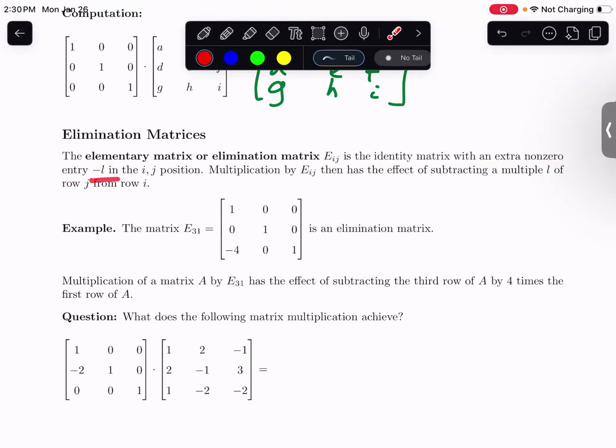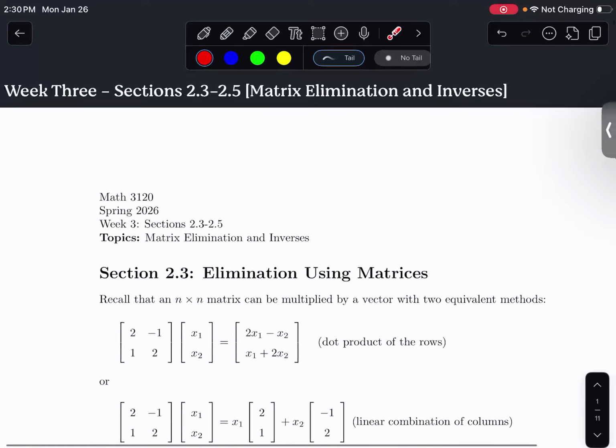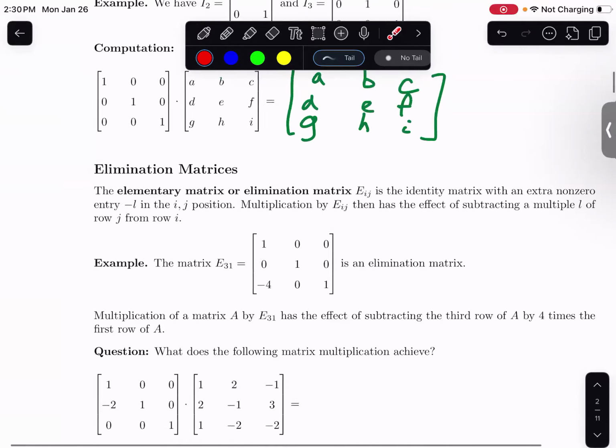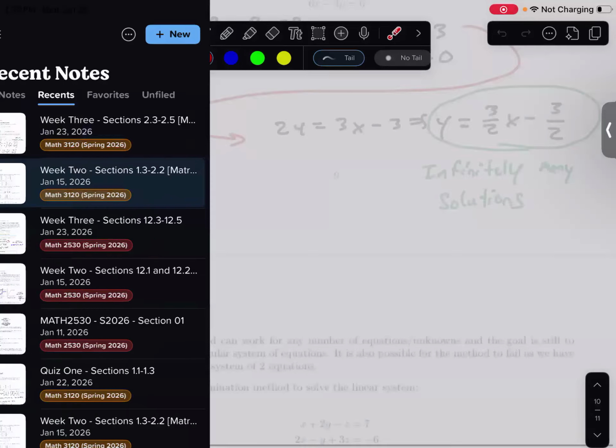Why am I writing it as minus L? What this elimination matrix does is, when you perform multiplication by the elimination matrix, it has the effect of subtracting a multiple L of row J from row I, right? So it's kind of like what we were just doing.